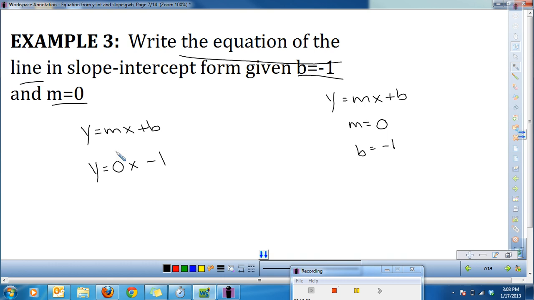Now, this 0x, 0 times any number is what? Let's try it. Okay, let's say x is 1. 0 times 1 is 0. 0 times 2 is 0. 0 times 3 is 0. No matter what number we put in for x, this will always be 0. So we are going to not write this. If you end up with 0x, there are no x's. So we can cancel that, and we're left with y equals -1.